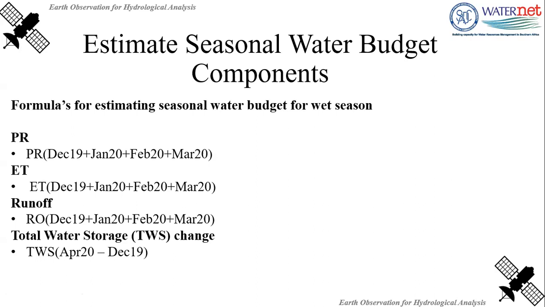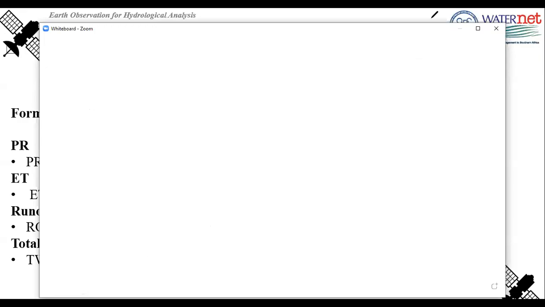Let's say, for information, the data for December 2019 is reflected on January 2020, and that of January 2020 must be reflected on February 2020. And the data for February 2020 is reflected on March 2020. So simply, I can show you how to expand the formula for calculating terrestrial water storage. Okay, let me share this whiteboard. I hope you see this whiteboard. I want to demonstrate how to derive a formula for total water storage change.